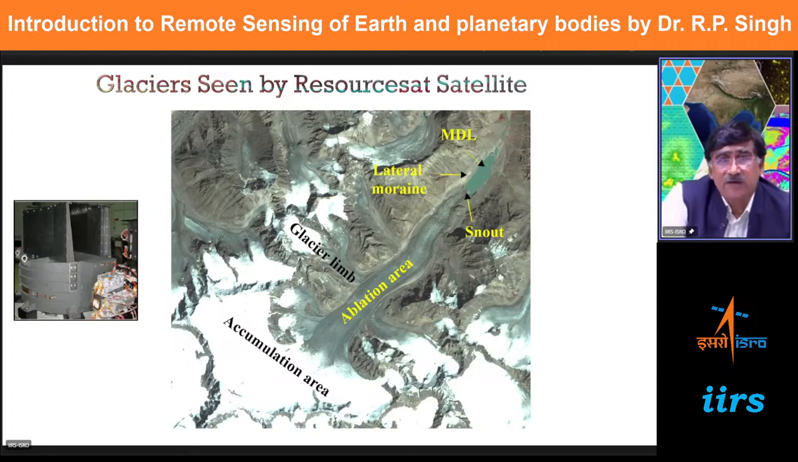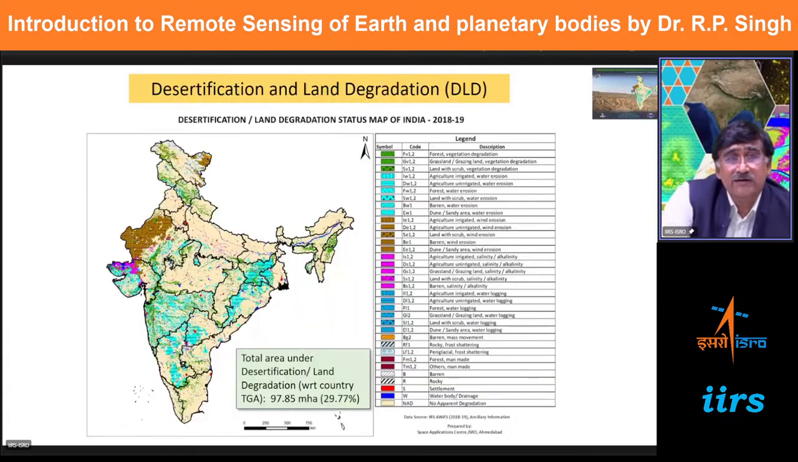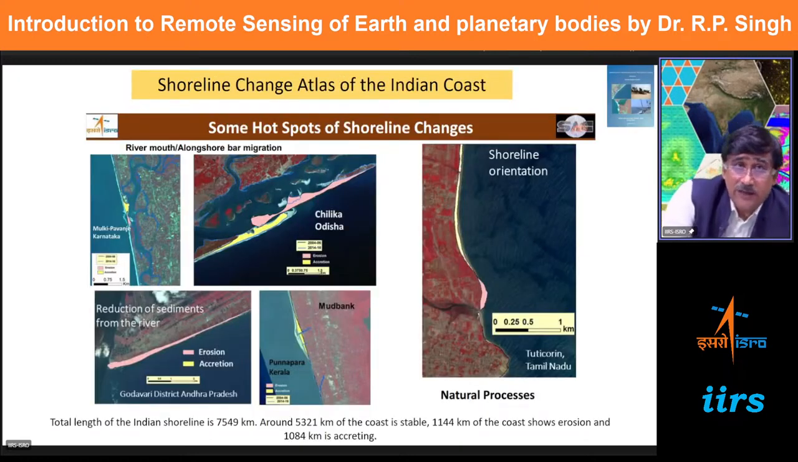Many of the glaciers were mapped. Most of the glaciers of the country are mapped, and they are monitored for whether they are depleting, whether the glaciers are melting or not. This is all done by satellite because it is constant tracking of climate change issues. Where is desertification taking place, where is land degradation taking place? As I said, as the population increases and we grow more and more crops, there is degradation in some areas. It has all been mapped through satellites.